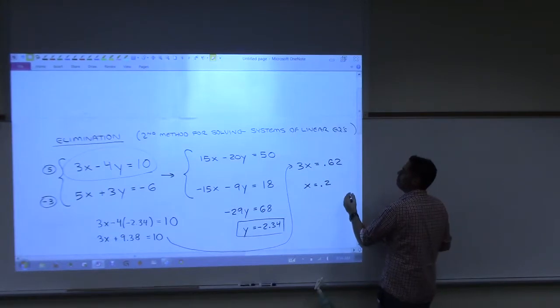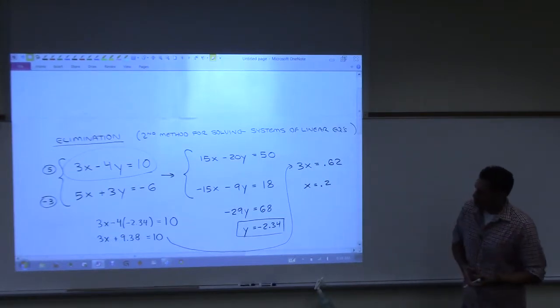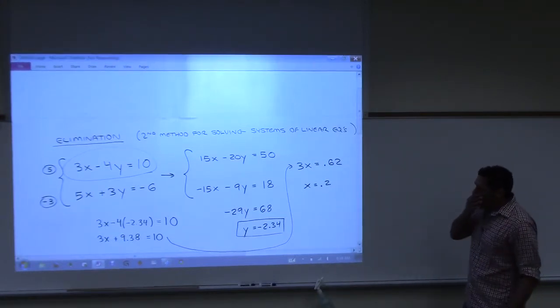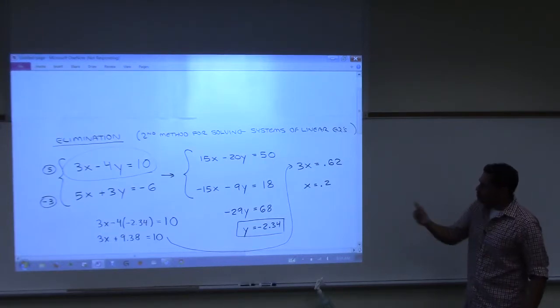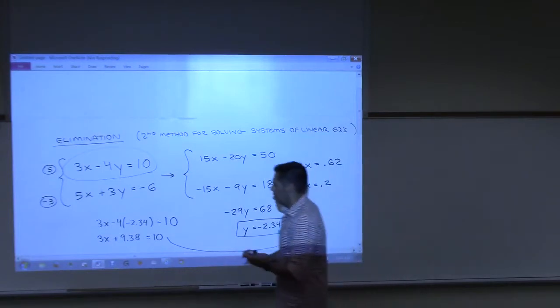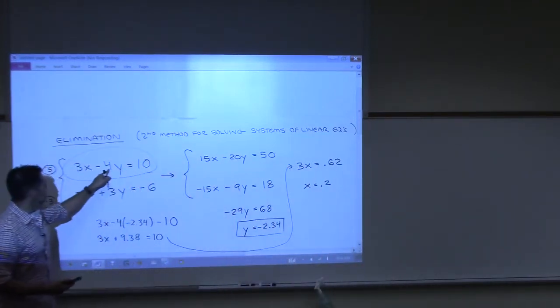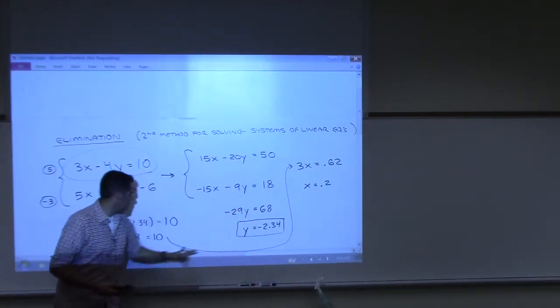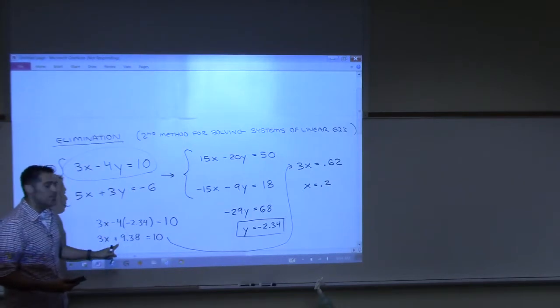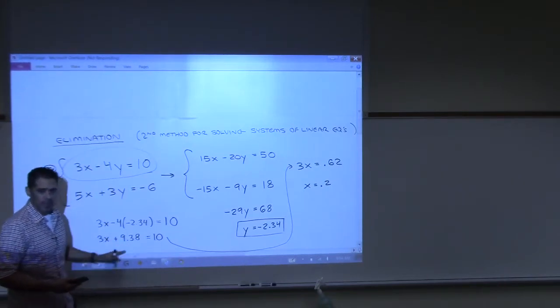No. What did I do? Isn't the 9.38 supposed to be a negative? I subtract on both sides, right? Well, this was minus 4, right? But our answer was negative. So minus a negative becomes plus. Then I subtract it on both sides.